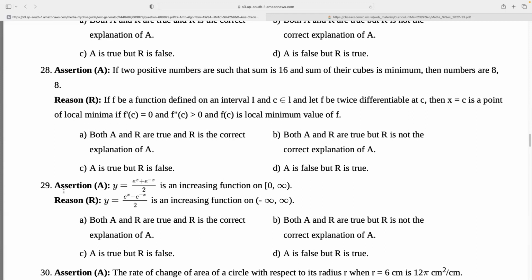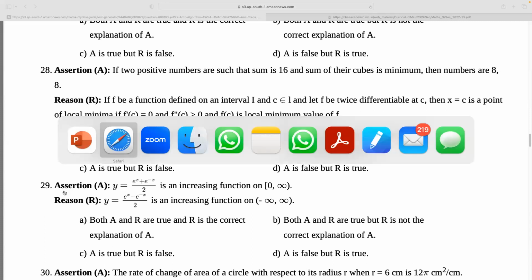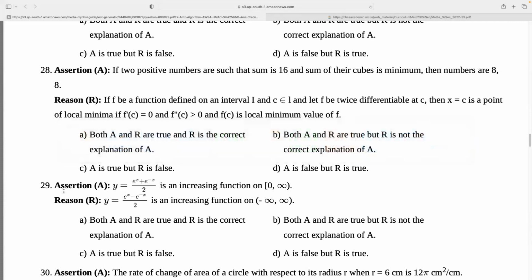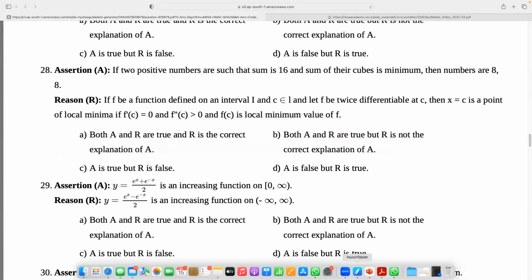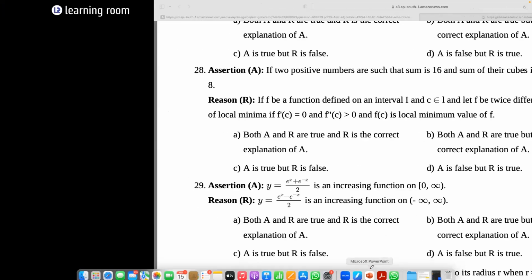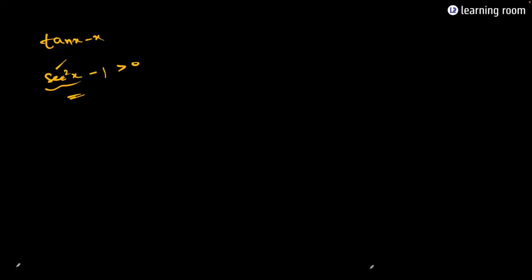Okay. If two positive numbers are such that the sum is 16 and the sum of their cubes is minimum, the numbers are 8 and 8. Sir, could you go back to the solution notes? The previous one? One minute, please. It can be greater than or equal to 0. Okay, yes, sir. Got it, sir.